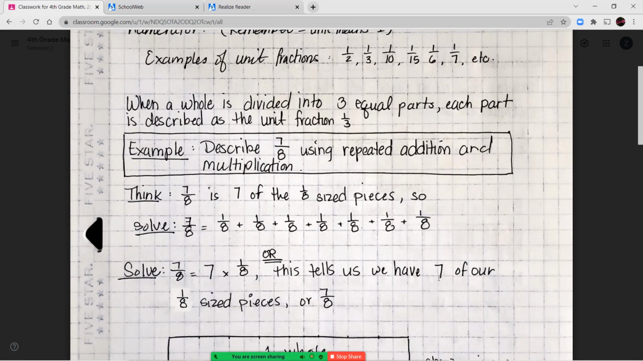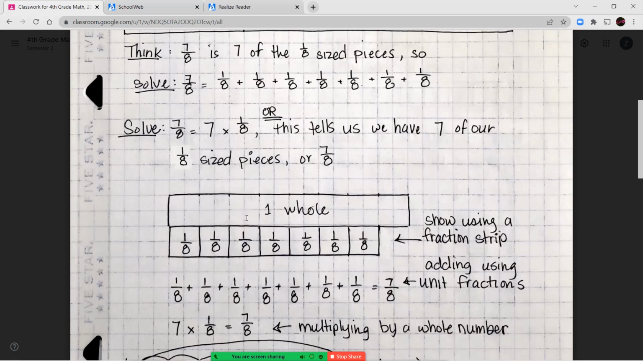Now, if I want to write it as a multiplication, 7/8 is the same thing as saying 7 times my 1/8 size pieces. I want 7 of those 1/8 size pieces. So 7 times 1/8 will give me 7/8. Notice when you're multiplying, you multiply a whole number times that unit fraction to find the other fraction. So my whole number times my unit fraction gave me the fraction I was looking for. Now here's my 1 whole, for example, to show you the size of 1 whole.